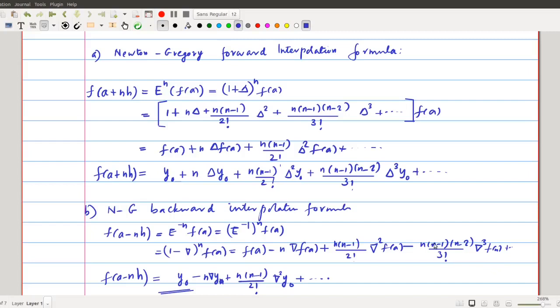Hi all. In the last class, we have seen some problems on mu and delta. Before that, we have finished the definition of Newton-Gregory formula for equal intervals. So, in that class, we have discussed these two formulas: Newton-Gregory forward interpolation formula and Newton-Gregory backward interpolation formula. So today we start discussing numerical analysis by giving remarks on these definitions.